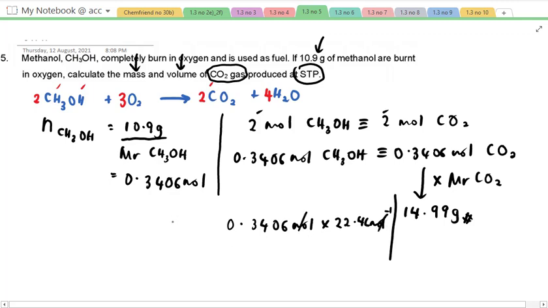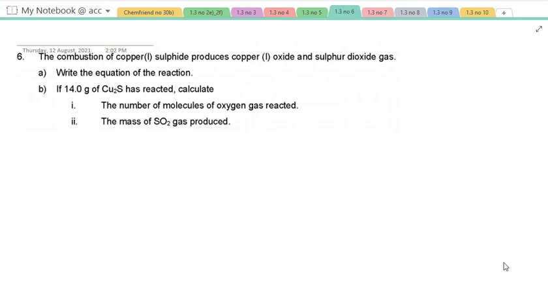Then what is this? Volume of CO2. Write down what you have found. Okay, so the volume of CO2, the answer is 7.63 liter. So that is the answer for mass and volume of CO2 for question number 5. Let us proceed to the next question, question 6.